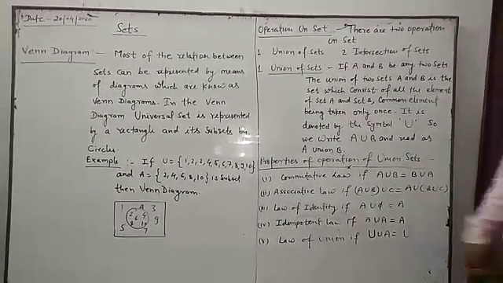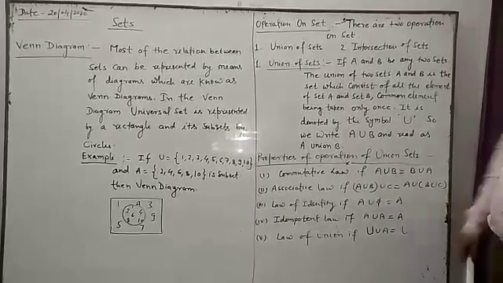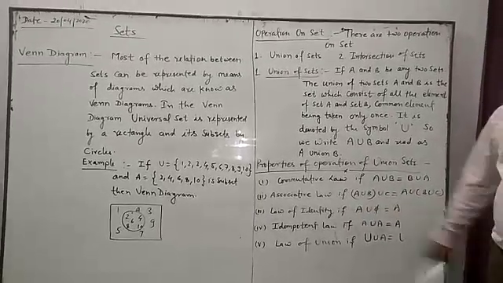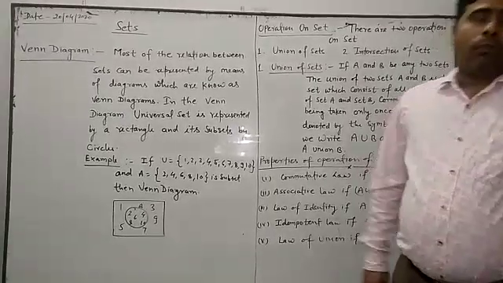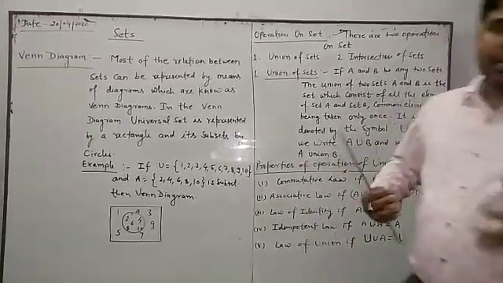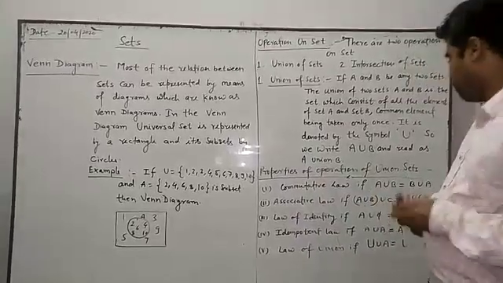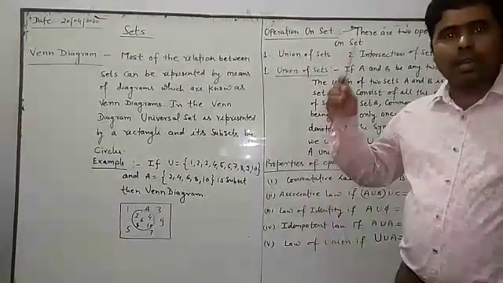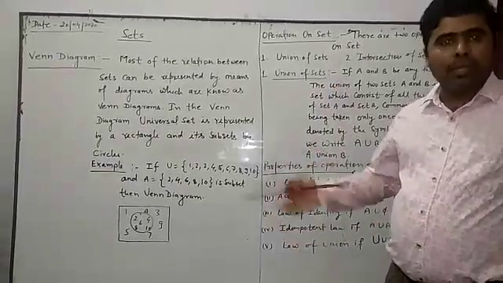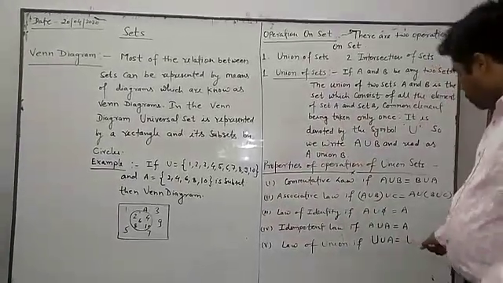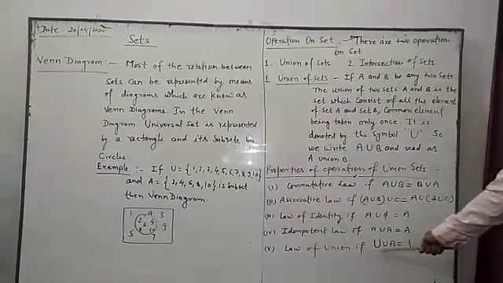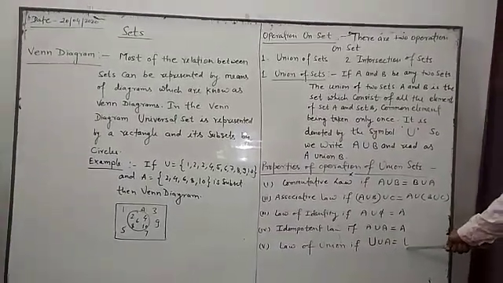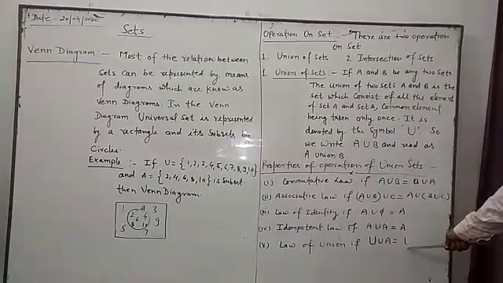Law of identity: A union phi is equal to A. Idempotent law: A union A is equal to A. Idempotent means finding the union of any set with itself. Law of union: if a universal set is given and another set is there, then the union of that set with the universal set will be the universal set. So law of union: universal set union A is equal to the universal set.